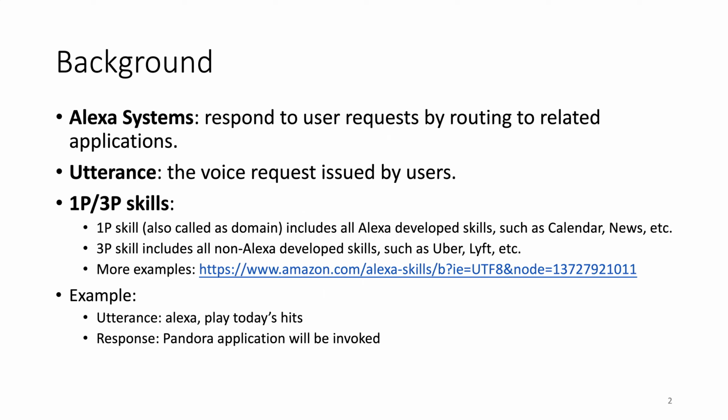So Alexa systems respond to user requests by routing to related applications. The user request, we call it utterance. Alexa handles the utterances and invokes the related application to handle them. And there are two sides of the skills in Alexa systems. One is called the first-party skill, also called domain, which includes all Alexa developed skills, such as calendar and news, etc. And another set of skills are third-party skills, which include all non-Alexa developed skills, such as Uber and Lyft.